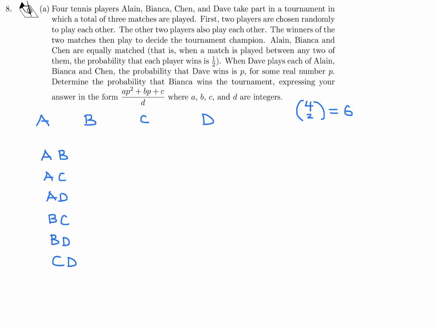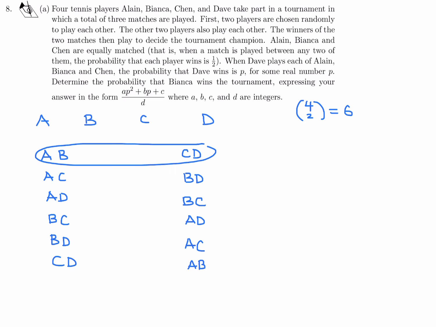If AB is chosen, then the other 2 would be C and D, and they would play each other. If A and C are chosen, the other 2 would be BD. They would play each other, and so on. So the other 2 would be BC here, then AD here, AC, and AB. Now the probability of each of these happening, it's really the full set happening, is 1 over 6 for each of them, because there's 6 possible ways of this occurring.